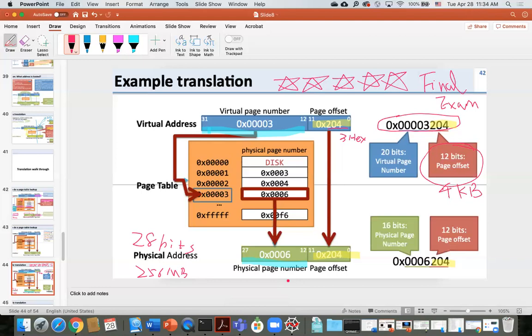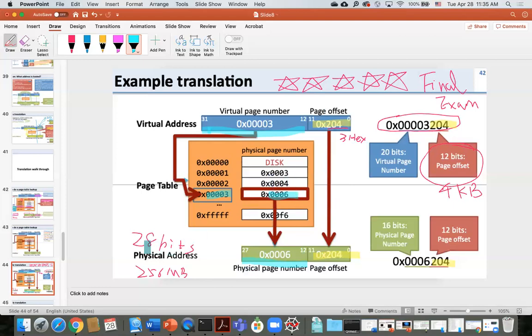And according to the page table, the virtual page number 00003 should be mapped to the page number 0006. And why do I have to use 4 hex characters here? Because I have 16 bits, so this number has to be only 4 hex characters. And this number has to be 5 hex characters, because it is 20 bits long. So we map the 20 bits according to the page table to number 6. And then if I ask you to write out the physical address, it should be 0006204, because 204 you just need to copy, and the 0006 is given by the page table.